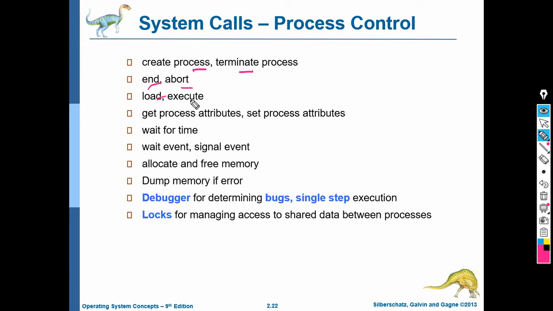abort, load, execute, get process attributes, set process attributes, wait for time, wait event, signal event, allocate and free memory, dump memory if error, a debugger for determining bugs, single step execution, and locks for managing access to shared data between processes. As part of process management in the second unit, we'll see all these system calls in detail. And as part of our lab programs, we'll implement these services as well.